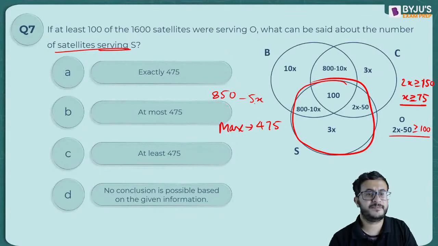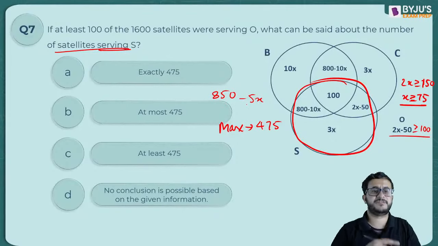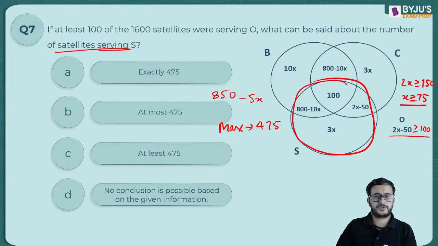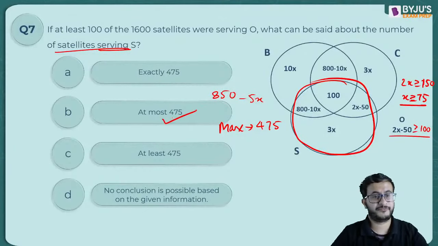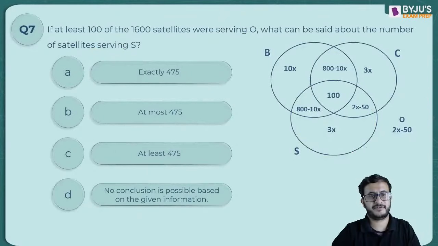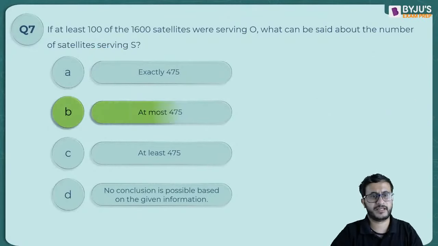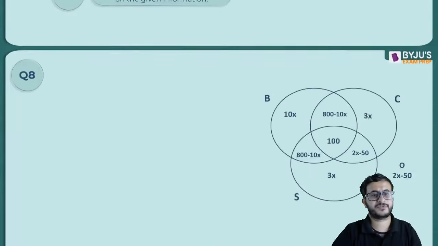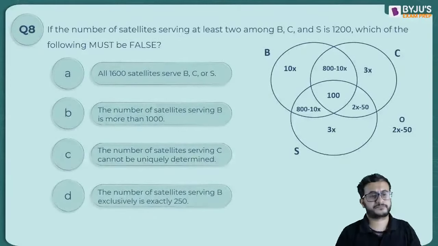See, if x is minimum, right, so negative x will be maximum, right? So yeah, my bad, and you have to be careful about these things also. Okay, so it is like maximum 475. Clear, because when x is minimum, x will be 75 or more than 75. Okay, so this will be this.